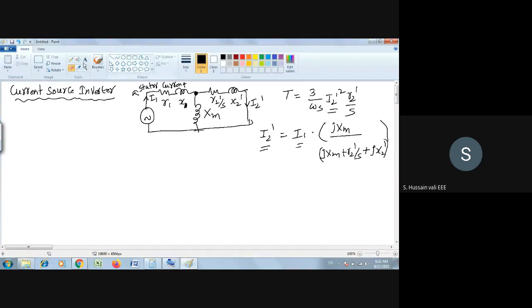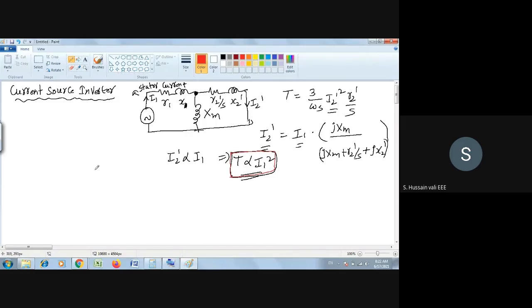How did we get this equation? We got it using the current division rule. So I2 dash is proportional to I1. As the torque is proportional to I2 dash square, we can say that torque is proportional to I1 square. It's a simple thing to understand. So torque has a relationship with I1. What is I1? I1 is the stator current. This is what I wanted to prove. So by changing the stator current, we can change the torque.